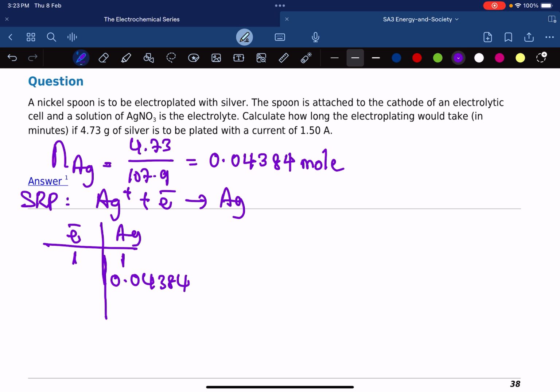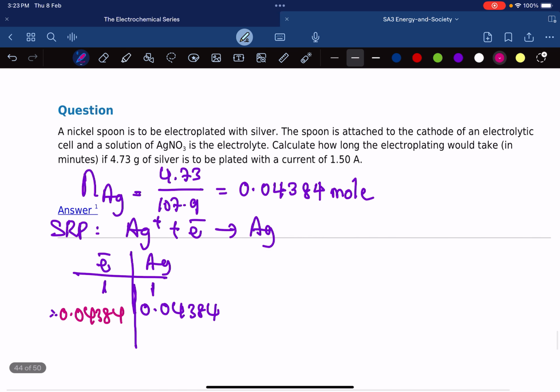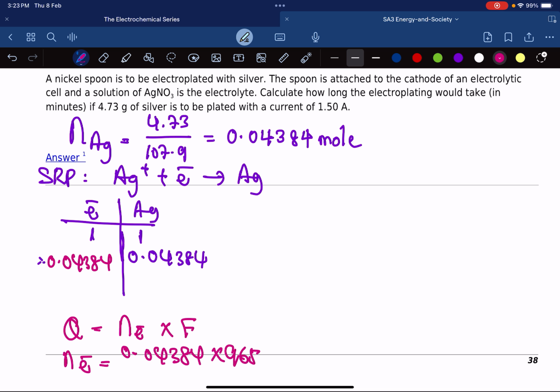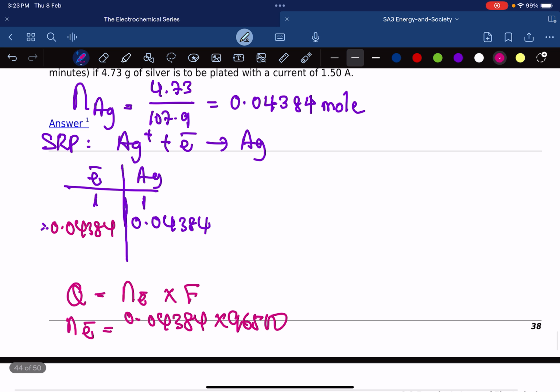0.04384 moles of silver, you need 0.04384 moles of electrons. So we have that many moles of electrons, right? Then we use this formula just now, Q equals number of moles of electrons times Faraday. So the number of moles of electrons will be 0.04384 times 96500. So this will give you the charge.